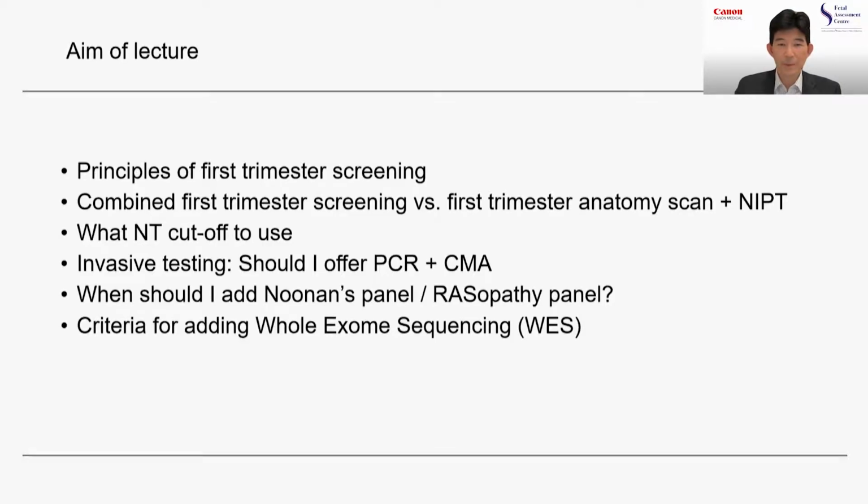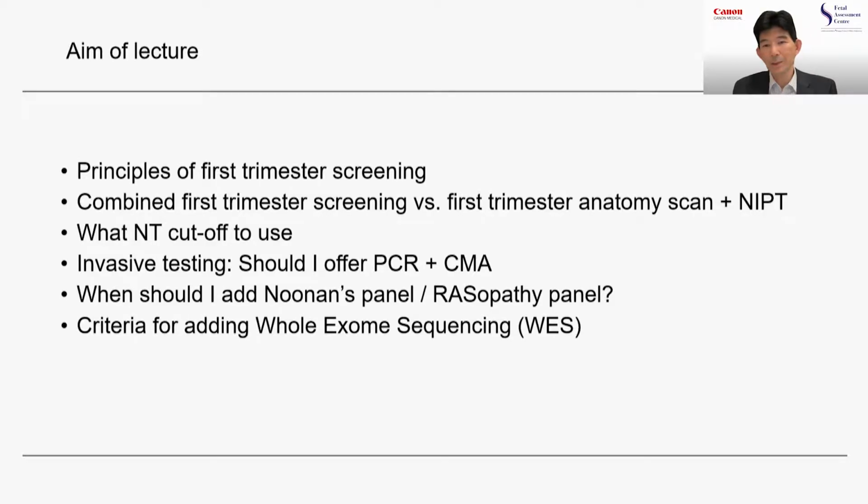Maybe have a bit of a debate about whether we should still be using combined first trimester screening or whether we should be veering more towards the first trimester anatomy scan and an NIPT. What cutoffs should we use for NT measurements? Also think a little bit more about the invasive tests that we offer.